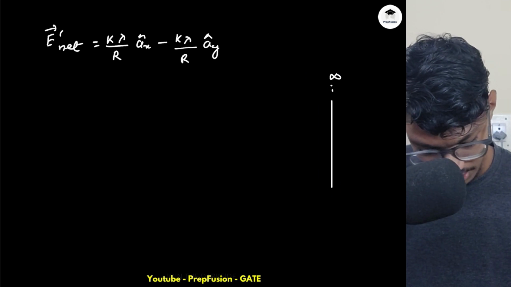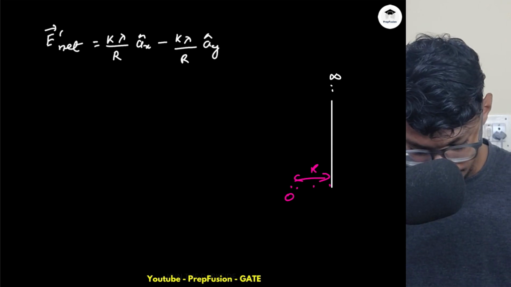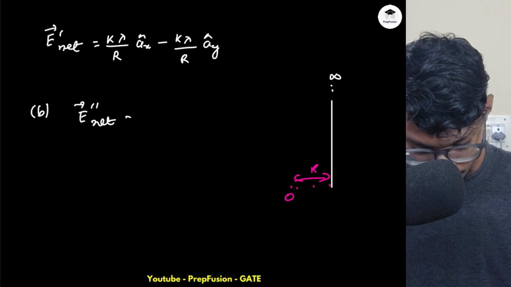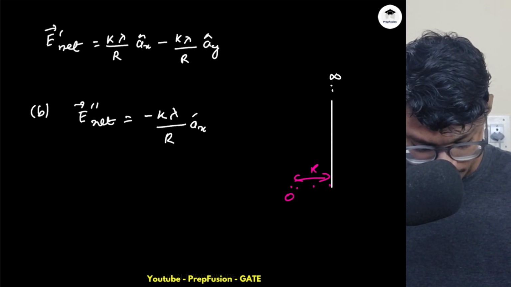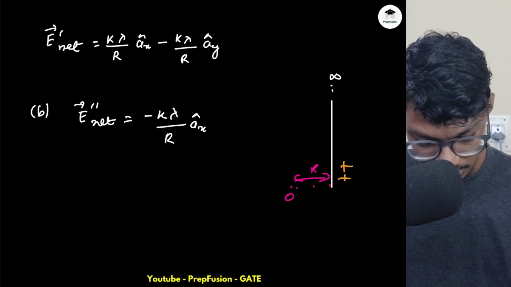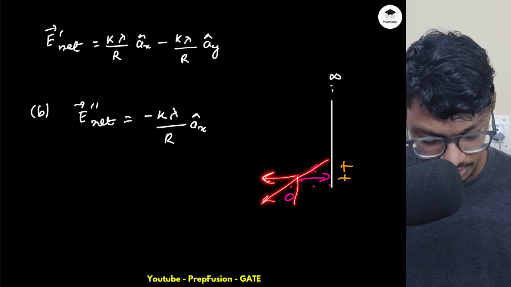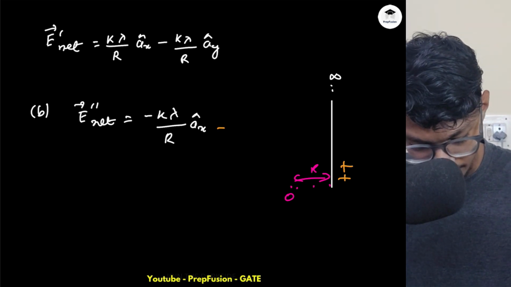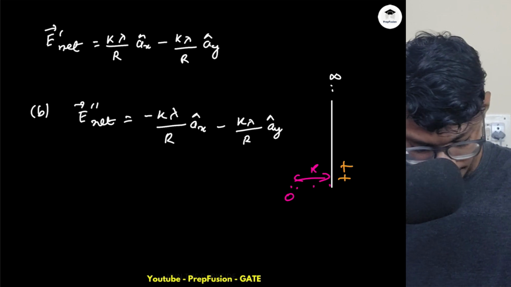Everything will be the same here. This point is O, again this distance is r. The difference is that this will be case B. E double dash net will be minus k lambda by r ax cap, because here the electric field will come in this direction. So the perpendicular component will be here and the parallel component will be here. Again minus ay cap, so again minus k lambda by r ay cap.